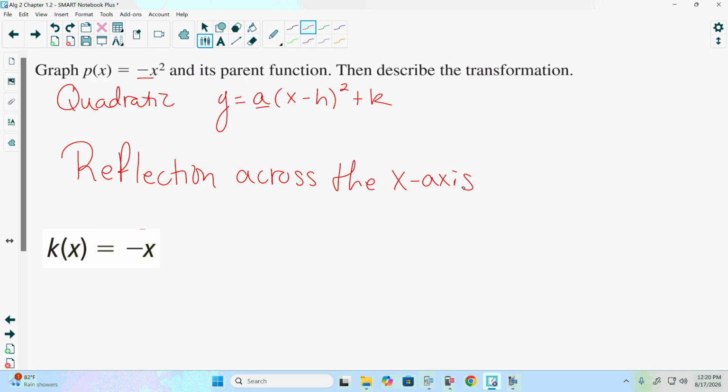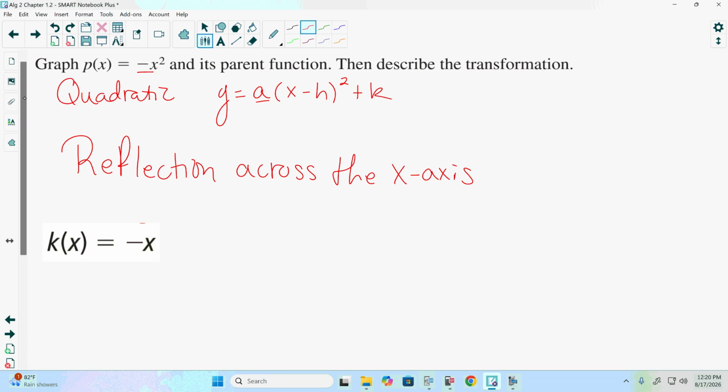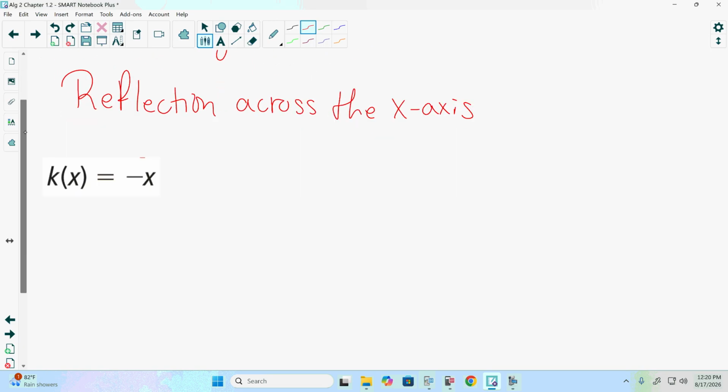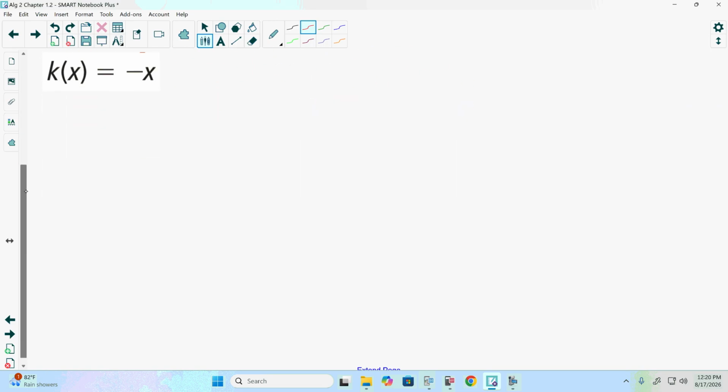Questions on this here? We're starting to see how we're just looking back at what's taking place and saying what it is. Are we ready for the next one? k of x equals negative x. What's the parent? Linear, absolute, quadratic? Linear.